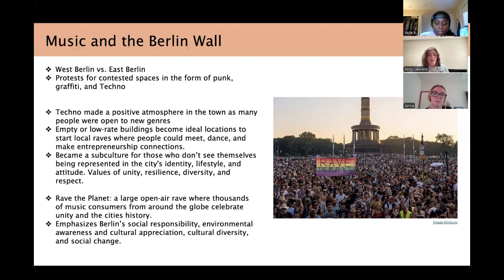And one example of this is Rave the Planet, which is in the image on the right. That's a large open air rave where thousands of people throughout the world come and celebrate their unity. This also emphasizes Berlin's social responsibility, environmental awareness, and cultural diversity.